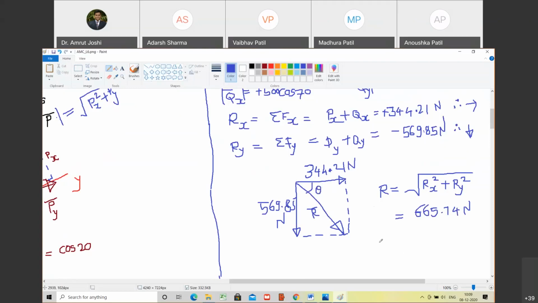Ye theta calculate karna hai. To wo kitna aega? Tan theta will be equal to 569.85 upon 344.21. So therefore, theta will be equal to tan inverse of Ry upon Rx. Do you agree with me?